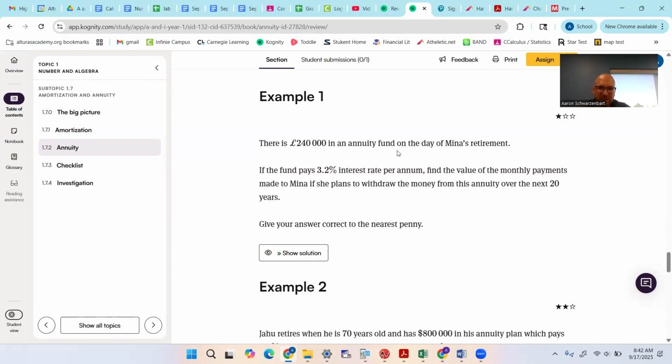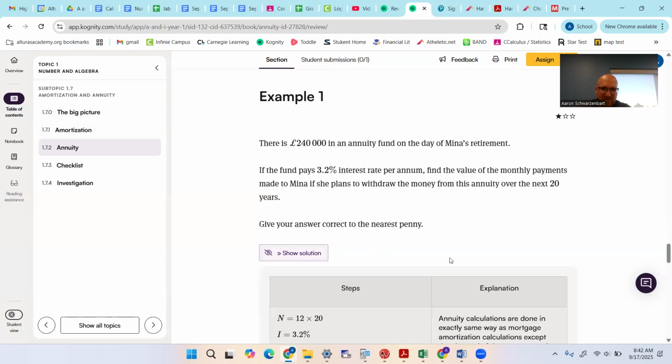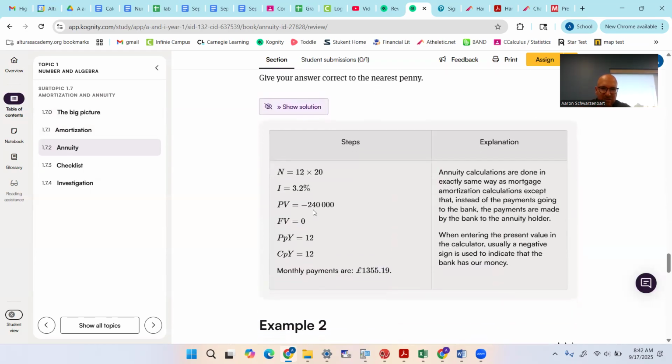So there's 240,000 in an annuity fund on the day of Mina's retirement. If the fund pays 3% rate per annum, find the value of monthly payments made to Mina if she plans to withdraw money from the annuity over the next 20 years. Give the answer correct to the nearest penny. So I'm going to look this up, make sure the present value here we need to enter as a negative because it is actually growing in rate. If you don't enter it as a negative, you'll be losing your interest as opposed to gaining interest. So she's pulling money out, but she's still gaining interest on all this money.